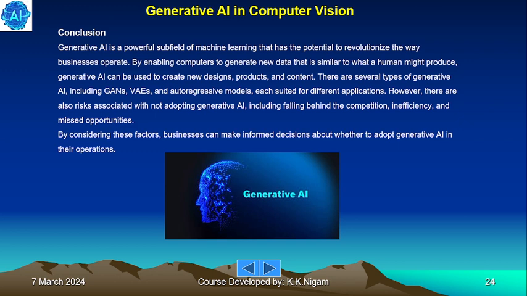There are several types of generative AIs, including GANs, VAEs, and auto-regression models, each suited for different applications. However, there are also risks associated with not adopting generative AI, including falling behind the competition, inefficiency, and missed opportunities. By considering these factors, businesses can make informed decisions about whether to adopt generative AI in their operations.